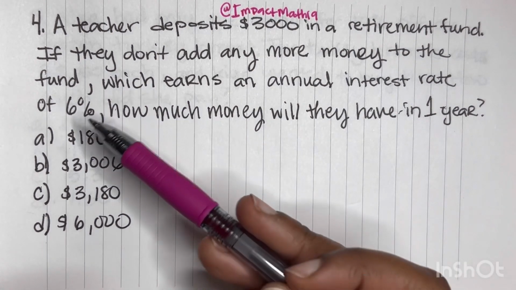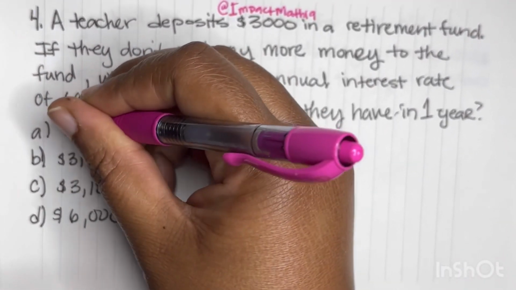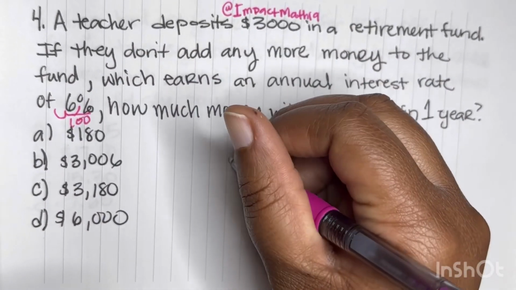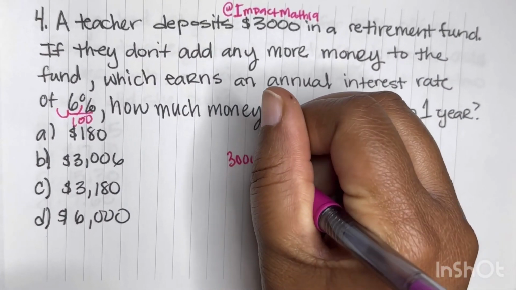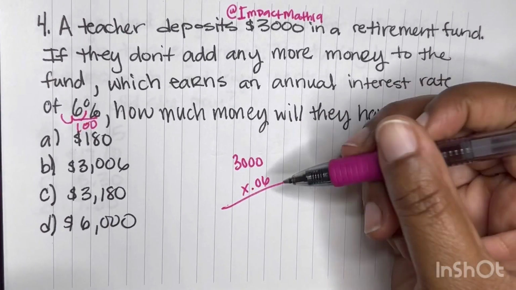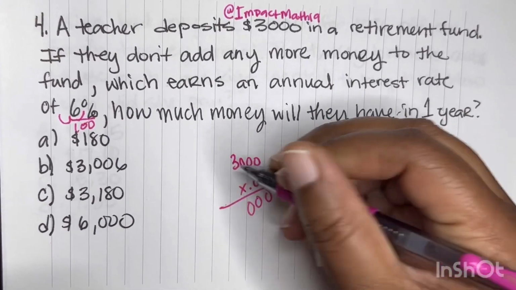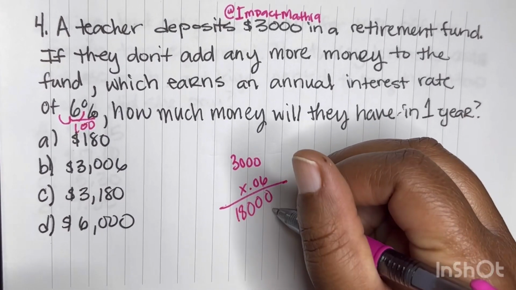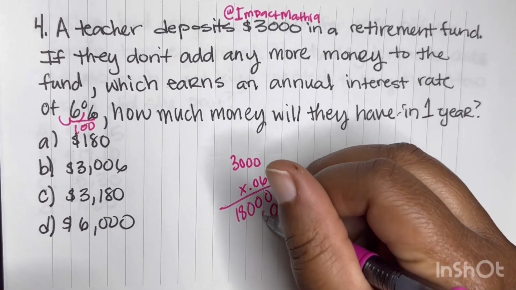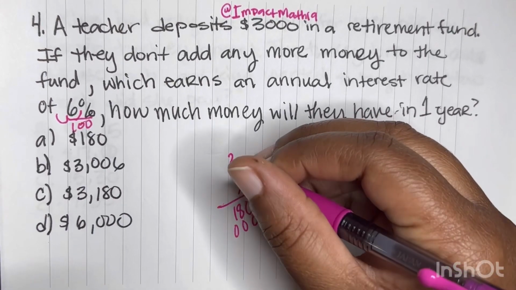So what we want to do is we want to change the 6% to a decimal. Remember, you divide by 100 or move the decimal places 2 spaces to the left. So we're going to do 3,000 times 0.06. And so you would get 0, 0, 0. 6 times 3 is 18. Okay. Put your placeholder of 0, and then you would have 4 more zeros. Okay. 0, 0, 0, 0.